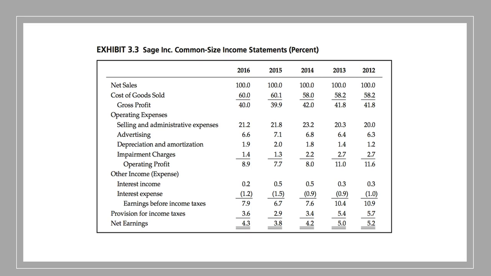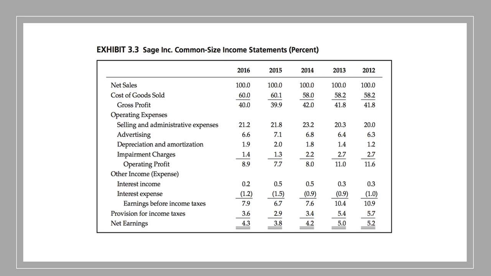And so again, in a common size income statement, just like in a common size balance sheet, everything is going to be measured against net sales. So net sales ends up being 100%. And so you want to know what everything else is relative to net sales. So again, focusing on the 2016 column, we notice the cost of goods sold is 60% of net sales. That's what that means. So that means if net sales is 100% and cost of goods sold is 60% of that, gross profit has to be 40%.